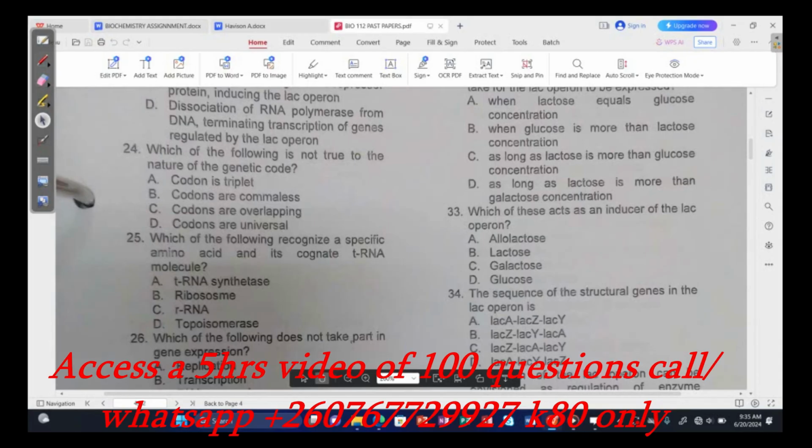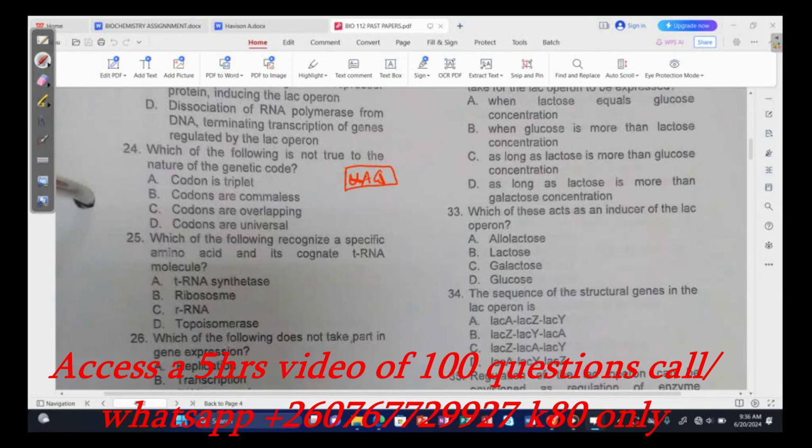24. Which of the following is not true to the nature of genetic code? So we have 4 options, meaning that 3 of them are correct. Just 1 is not true. So A is saying codon is a triplet. So when you talk of a codon, it is made up of 3 bases. Let's say UAG. UAG, this is a codon, a single codon, is a triplet base. So A is true. B is saying codons are commaless.